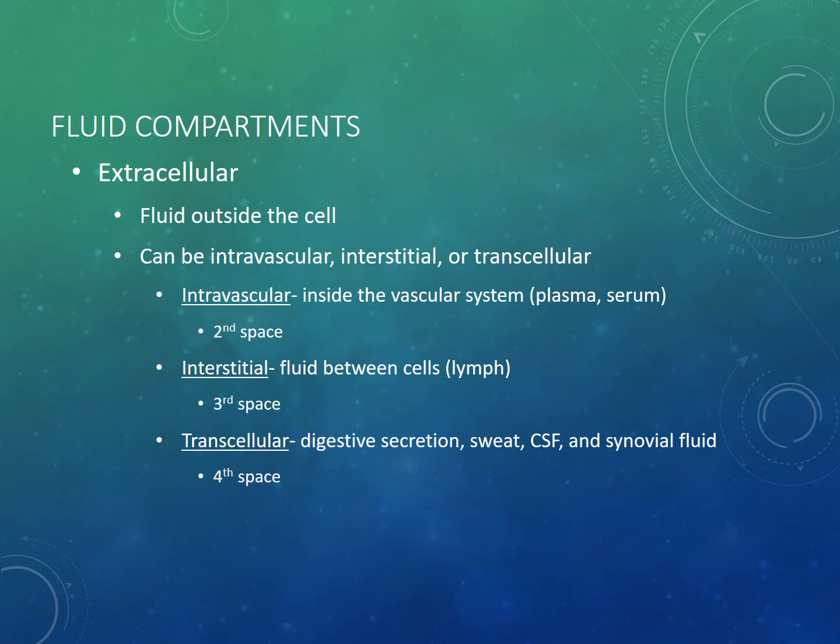intracellular fluid inside the cell, that's first space. Intravascular blood, that's second space. Interstitial fluid between your cells, that's third space.